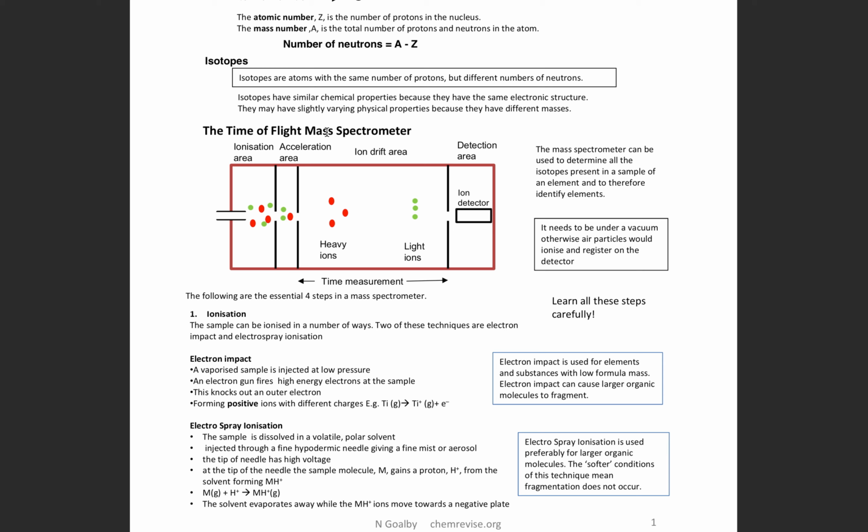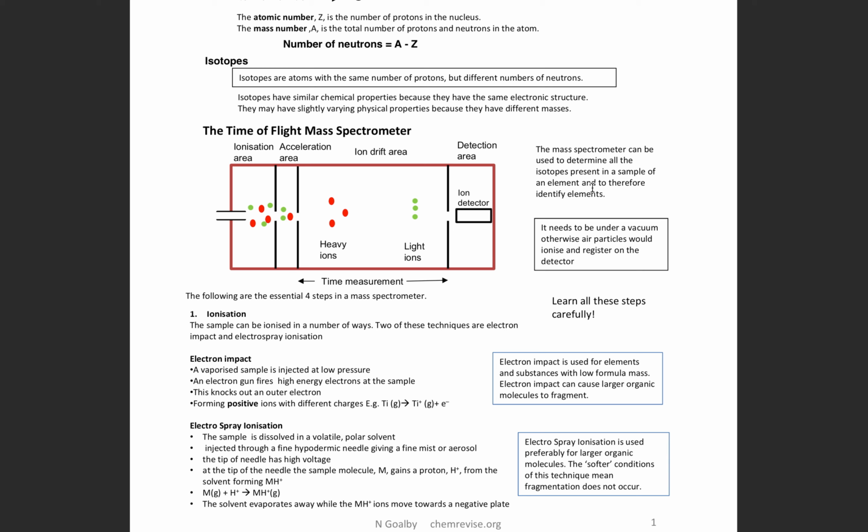So the time of flight mass spectrometer. The mass spectrometer can be used to determine all isotopes present in a sample of an element and to therefore identify elements. So elements can contain isotopes. So the main point of your mass spectrometer is to find out the isotopic abundance, as we said here. So the amount of isotopes, and if there are any isotopes, which ones are there. So it helps us determine and find out if there are isotopes in an element itself.